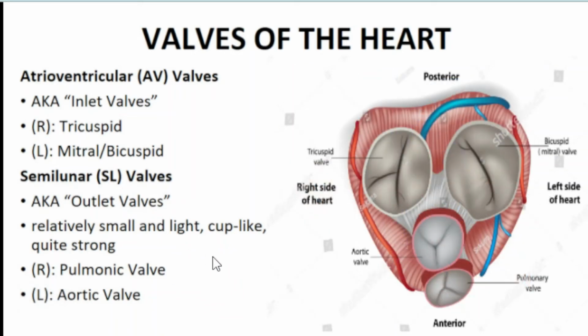Now, if you are quite curious why we call it tricuspid and bicuspid, this is because of the arrangement of the valves. As you can see here, this is a top view. This is the tricuspid valve and it's composed of 3 cusps. 1, 2, 3. Tatlo sila, kaya tricuspid valve. On the left side, you have your bicuspid or mitral valve, and dalawa lang siya. Dalawa lang yung cusps. So that's why it's called bicuspid valve.